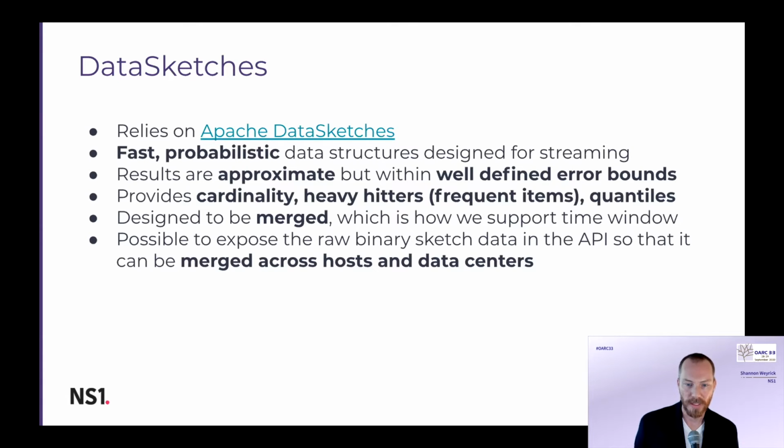And the data sketches themselves are designed to be merged, and that's how we support the time window. When we have those 5-minute buckets, it's got 5 separate data sketch structures, and then it merges them together so we can get that view. And this is built-in functionality to the sketches. An interesting piece of functionality we could get out of this is to think about exposing this raw binary sketch data and merging that across not just, right now it's merging a single process. We could merge across nodes in a data center, or even merging across data centers itself.